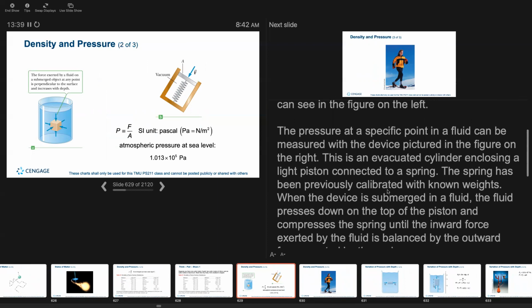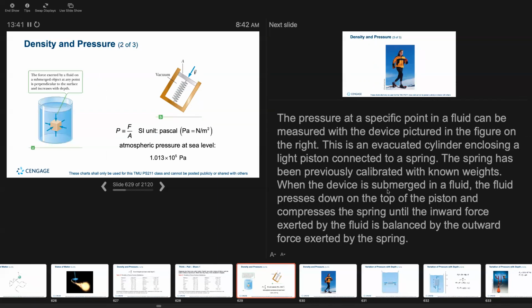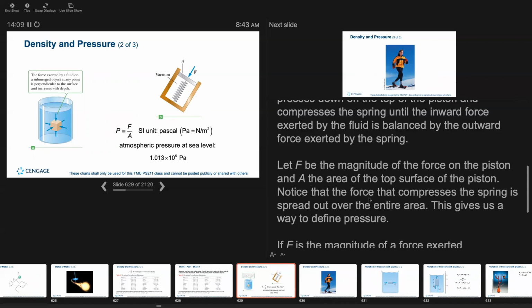The pressure at a specific point in a fluid can be measured with the device pictured in the figure on the right. This is an evacuated cylinder enclosing a light piston connected to a spring. The spring has been previously calibrated with known weights. When the device is submerged in a liquid, the fluid presses down on the top of the piston and compresses the spring until the inward force exerted by the fluid is balanced by the outward force exerted by the spring.